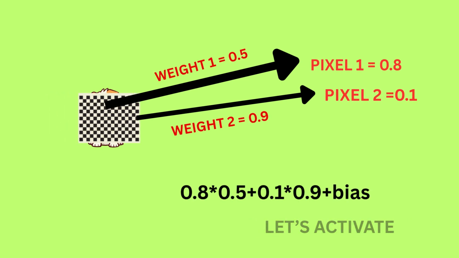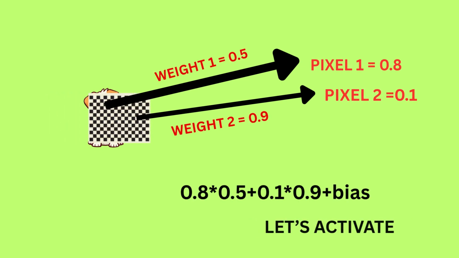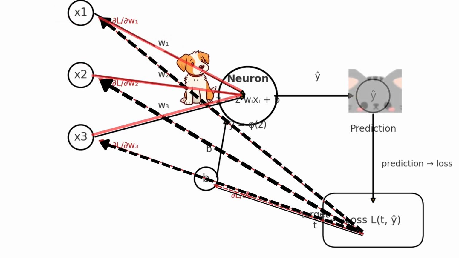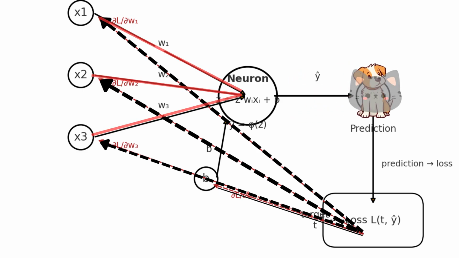So let's simplify here. The input layer says pixel 1 is 0.8 and pixel 2 is 0.1. Then a hidden neuron might say, okay, 0.8 times 0.5 plus 0.1 times 0.9 plus bias. Let's activate. Each neuron learns patterns like, oh, a sharp ear shape. That might be a cat. And the fur, the textures, patterns. The neurons learn everything from the patterns. Weights and bias, this is like tuning the brain.